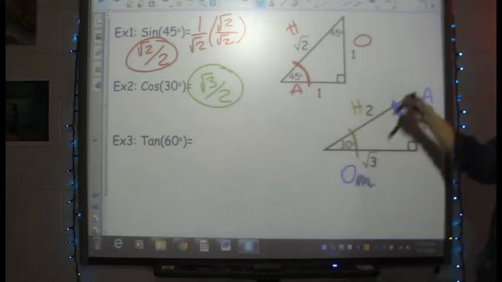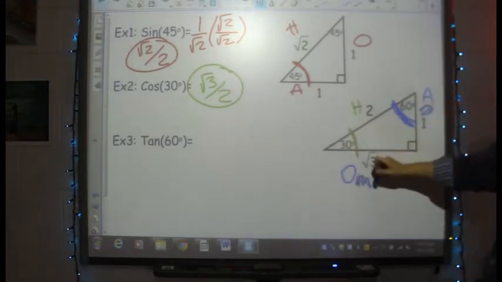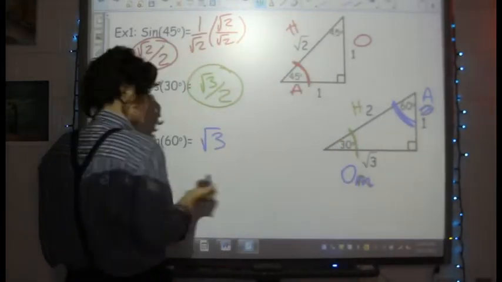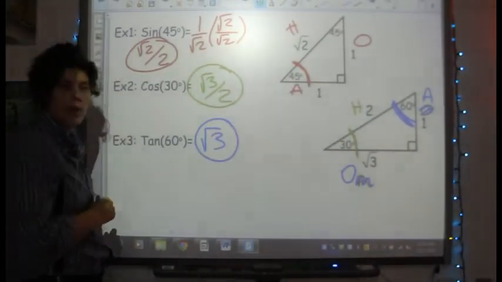So we have tangent of 60 degrees. Tangent is opposite over adjacent, so I'm going to have square root of 3 divided by 1, but square root of 3 divided by 1 is just square root of 3.